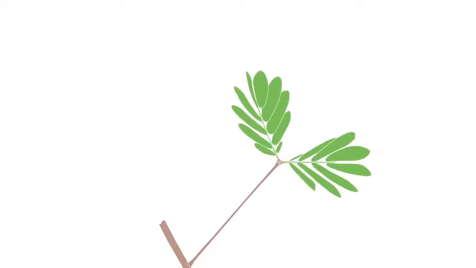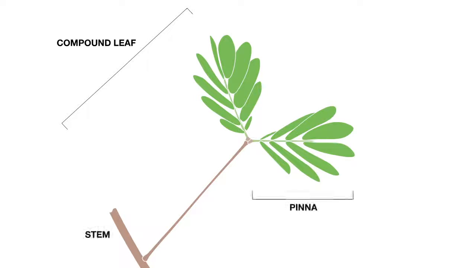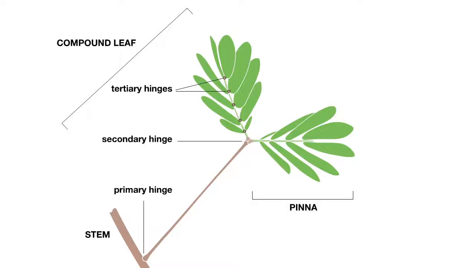The compound leaf of a mimosa is held erect by special groups of load-bearing cells that act like hinges. These groups of cells are located at the junction between the stem and the compound leaf, at the bases of the individual pinnae, and also at the bases of the tiny leaflets.